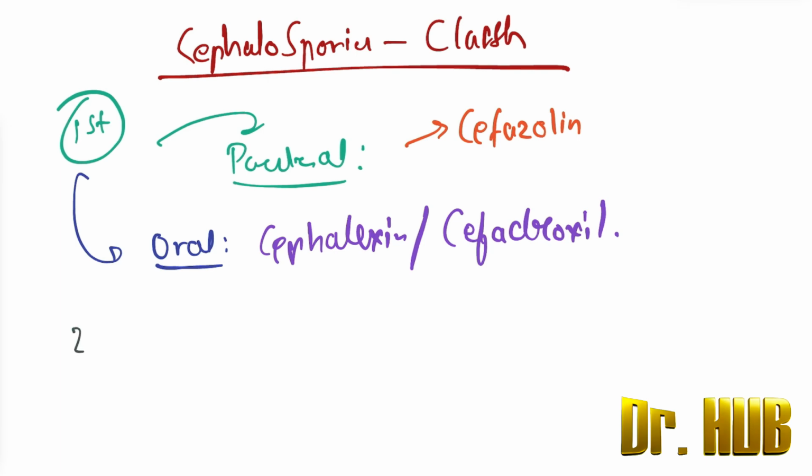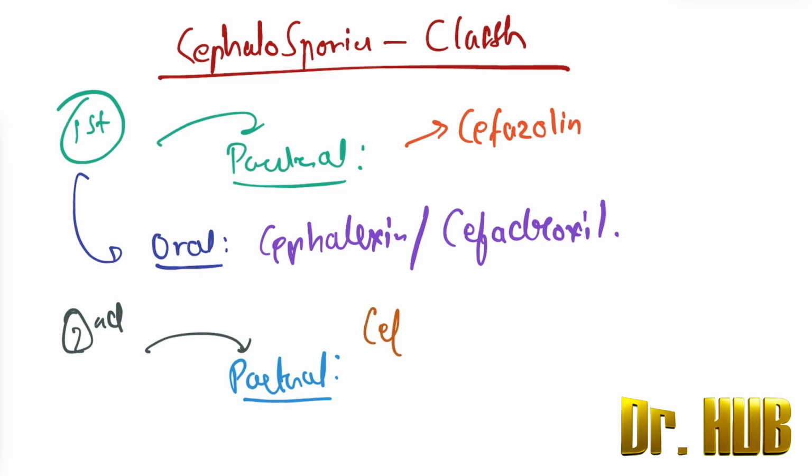Next we move on to the second generation. So under the second generation, there is again parenteral. So under parenteral, there is the cefuroxime, as well as a cefoxitin, and then there is also the cefotetan. So cefuroxime, cefoxitin and the cefotetan.